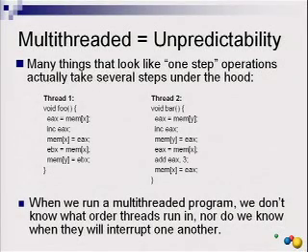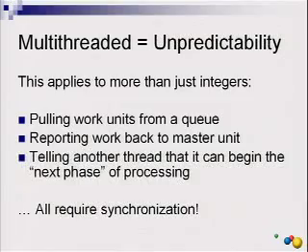The term for this is called a race condition, because each of these threads are racing to complete. And depending on who wins the race, we get a different outcome. In general, this is bad. And more problematically, it applies to more than just integers. It applies to our higher level data structures as well.